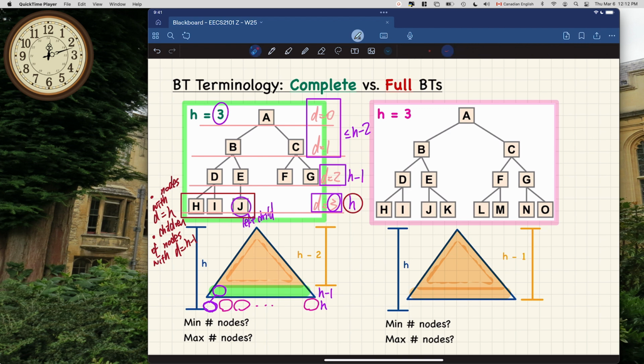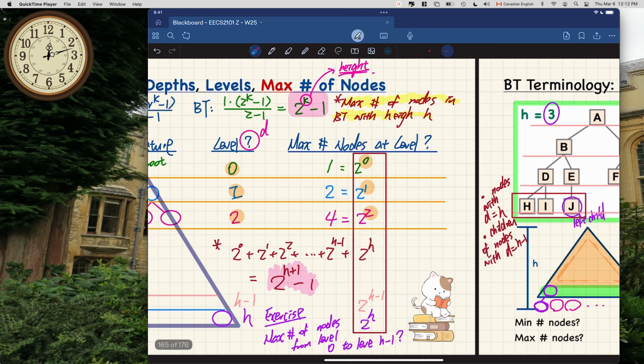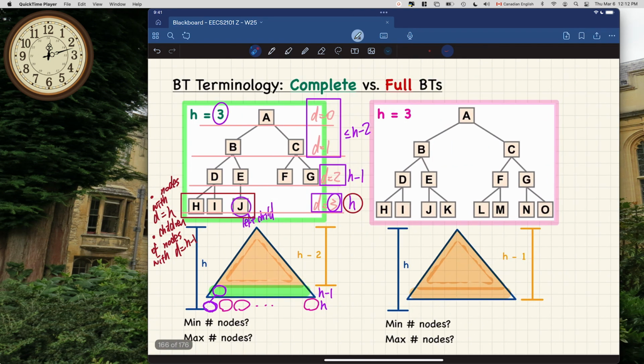In the minimum case, I'm going to count how many nodes are there in this part, plus 1. In the case of maximum, I'm going to count this part of the tree plus the bottom level, the maximum number of nodes, which we already learned from the previous table. I'm just going to write them down. If I want to sum up all the nodes from level 0 all the way to level h minus 1, that's the part I want.